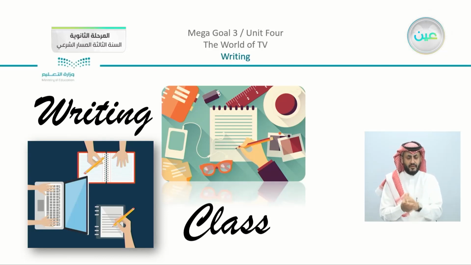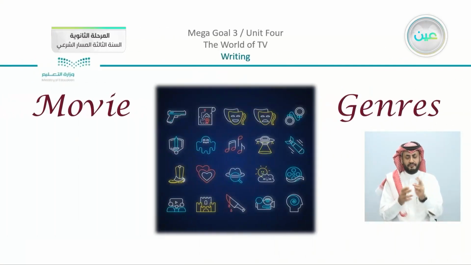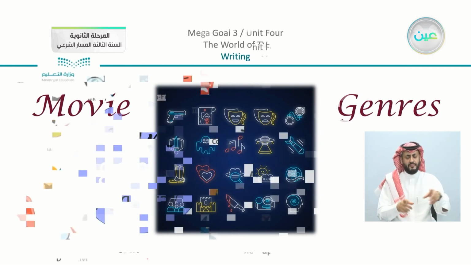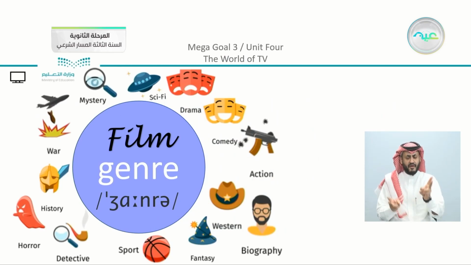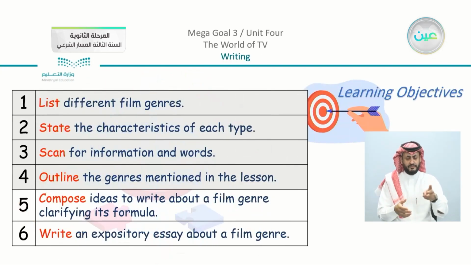We had a lot to discuss. Now the basic idea that we had was about movie genres. Now we said that there are different movie genres such as comedy, drama, action, biography, horror, for example, and a lot more. Now all of these genres, we are going to choose one of them and write about it.